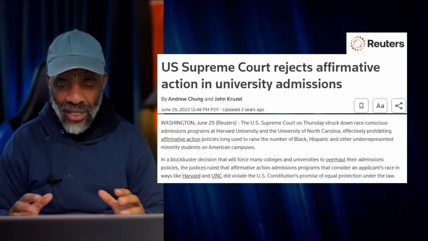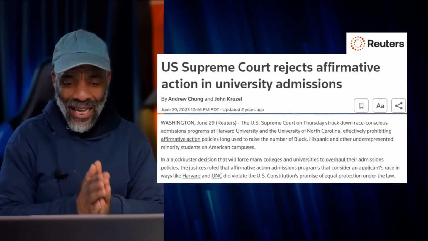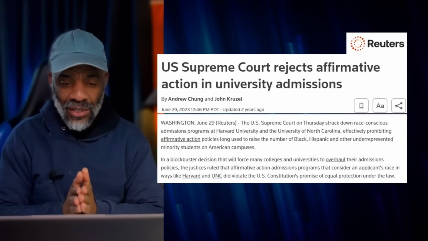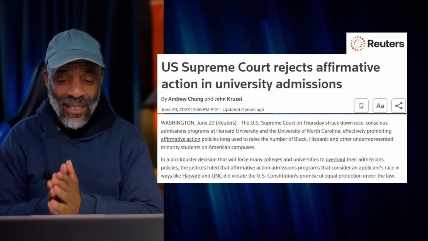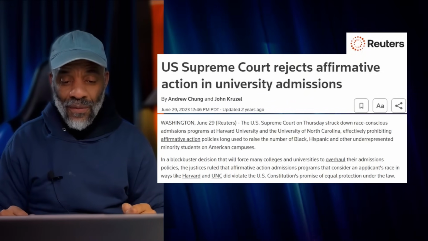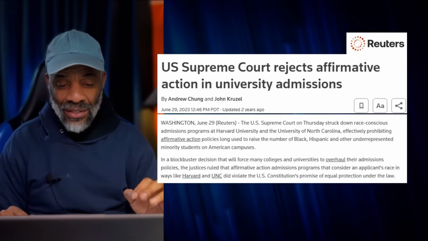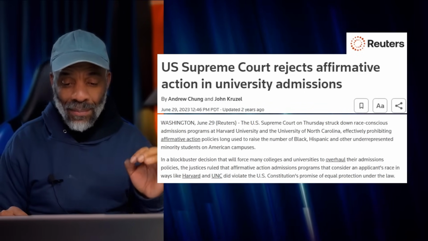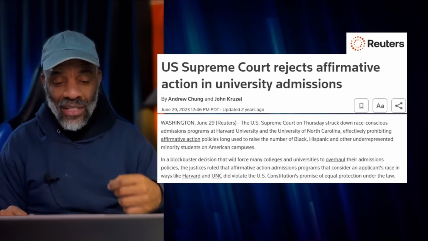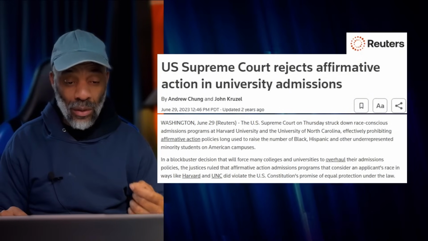Supreme Court on Thursday struck down race-conscious admissions programs at Harvard University and the University of North Carolina, effectively prohibiting affirmative action policies long used to raise the number of Black, Hispanic, and other underrepresented minority students. In a blockbuster decision that will force many colleges and universities to overhaul their admissions policies, the justices ruled that affirmative action admissions programs that consider an applicant's race in ways like Harvard and UNC did violate the U.S. Constitution's promise of equal protection under the law.